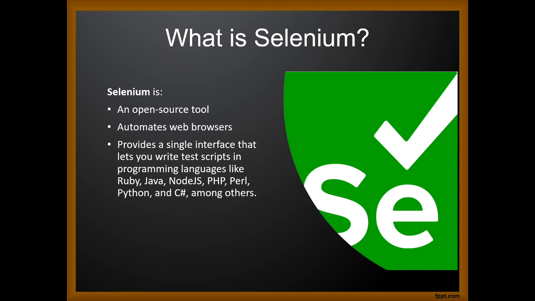So first of all, it is an open source tool. Second, it supports only web browsers, and it's a single interface that lets you write your test scripts in different languages. That is something you can leverage because, for example, if you have knowledge of Java, you can write your code in Java and automate your stuff. If someone has knowledge of Python, he or she can write in Python and automate their stuff and so on. So yes, Selenium is open source, it automates the web browser, and the programs can be written in different programming languages. Moving ahead.